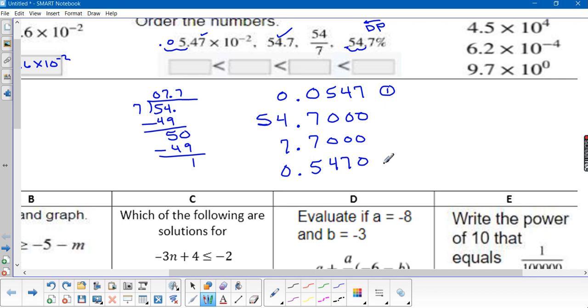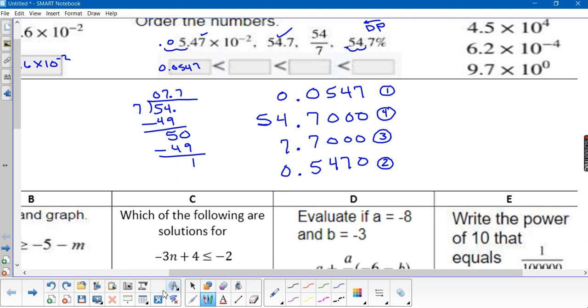Second, looks like our decimal down here, we have no whole number. It's pretty easy to see that that's 7 with a little bit left over, and that's a 54 with some decimal with it. So there's no way I can write all these. Well, I can at least give an effort here. 0.0547.